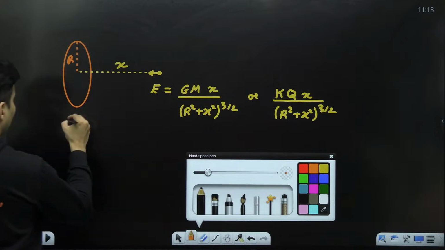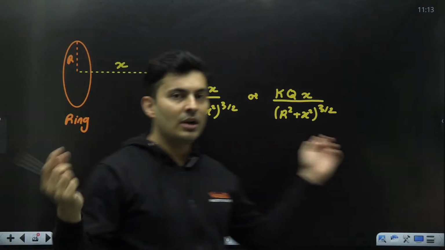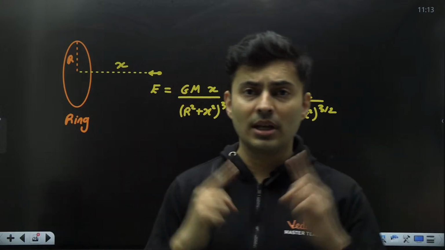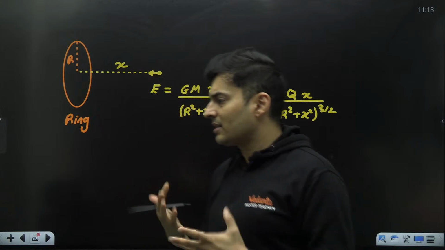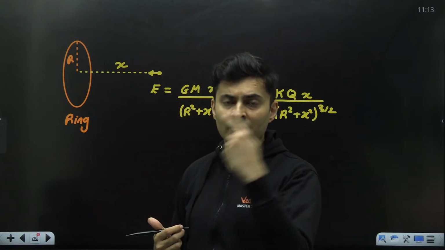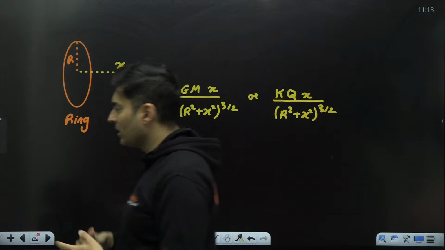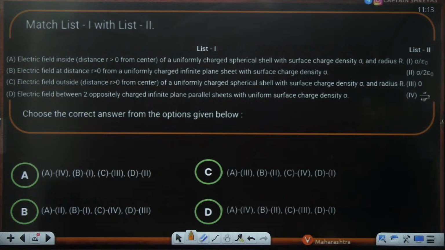So for electrostatics, if you know one formula, automatically you know the other formula. This is for a ring which is either charged, or the rings of Saturn, where you want to find the gravitational force due to the rings of a planet. Many planets in our solar system have rings. So that is why this geometry also becomes important. Let's start solving some questions.